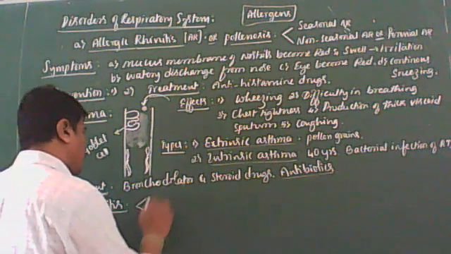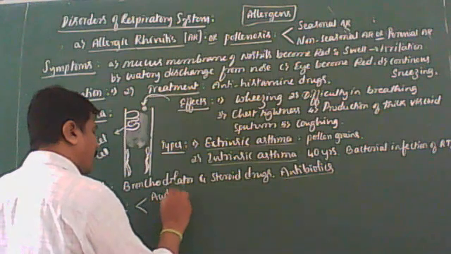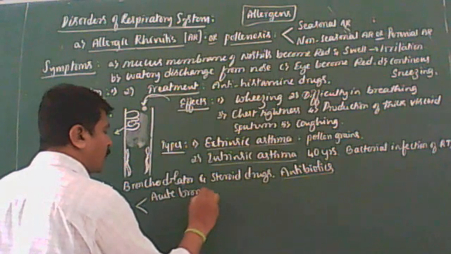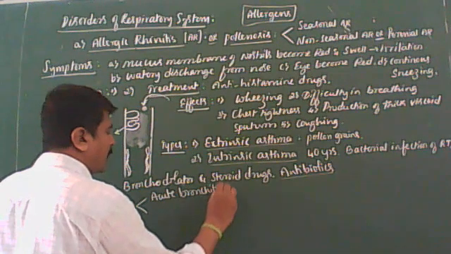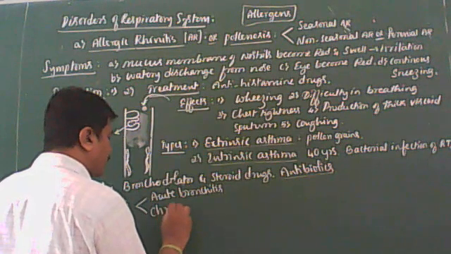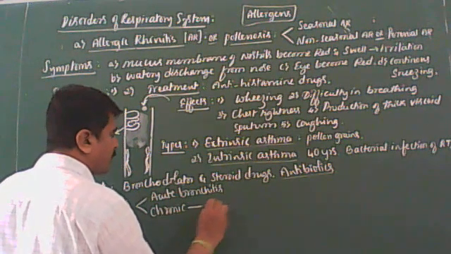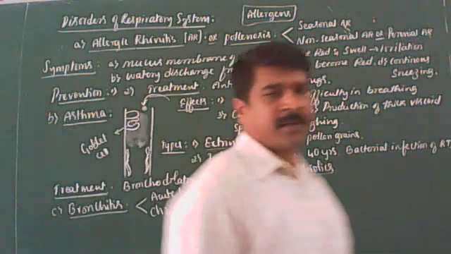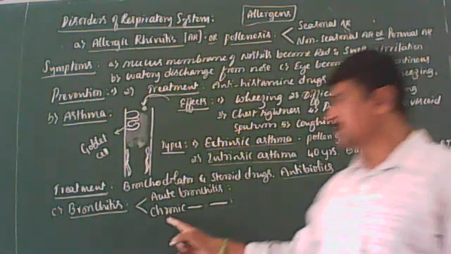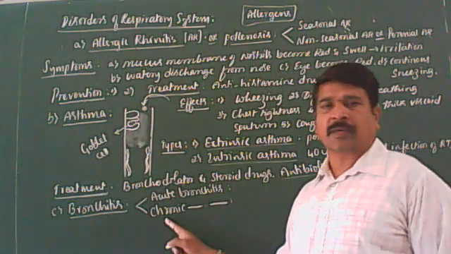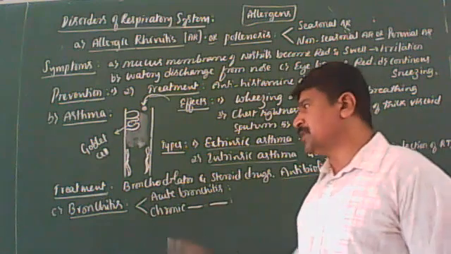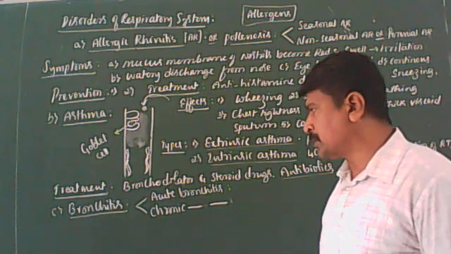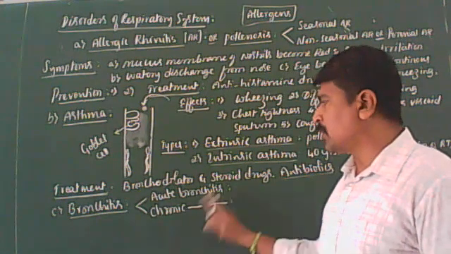It is of two types actually: acute bronchitis and chronic bronchitis. The initial stage of bronchitis is called acute. The advanced stage is nothing but chronic bronchitis. Got it? So, inflammation of the bronchi is called bronchitis. It is of two types, acute and chronic.